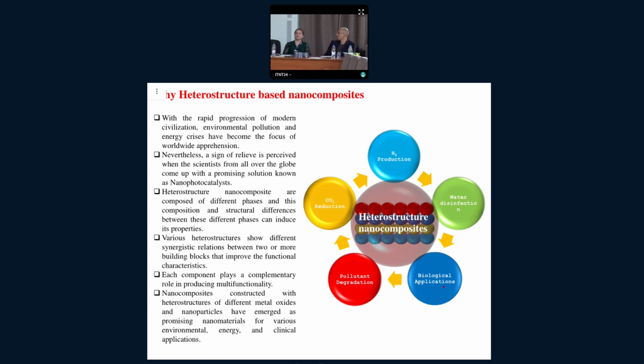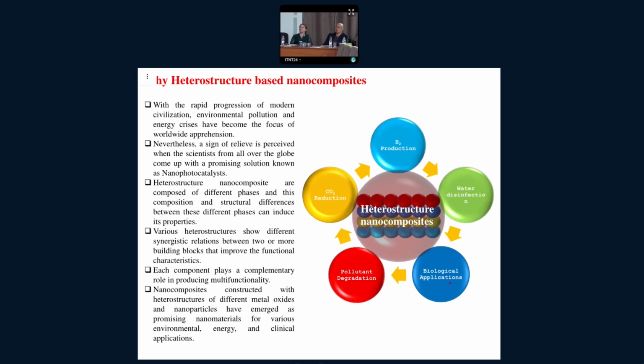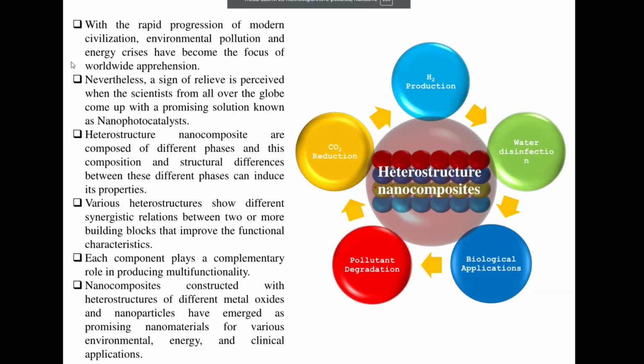So heterostructure nanocomposites are composed of different phases. They give different electronic and optoelectronic properties because of the mixing of these two different phases. They show synergetic properties, so they can support each other's phase to make their properties better as compared to a single-phase material. They play a very important role in CO2 reduction, hydrogen production, and some other biological applications.